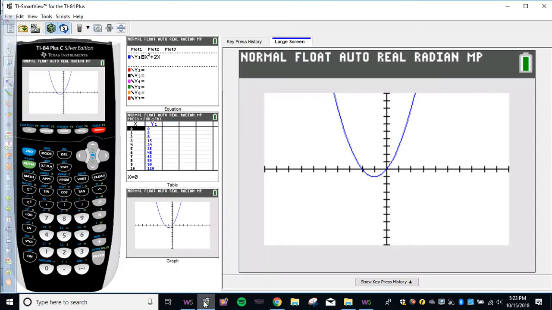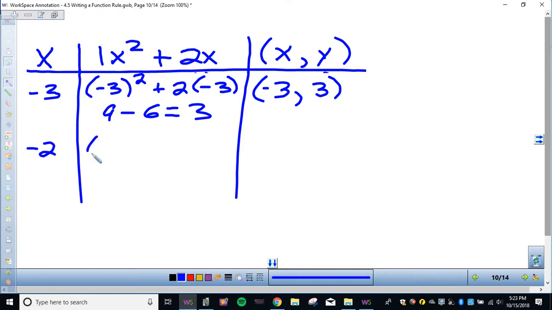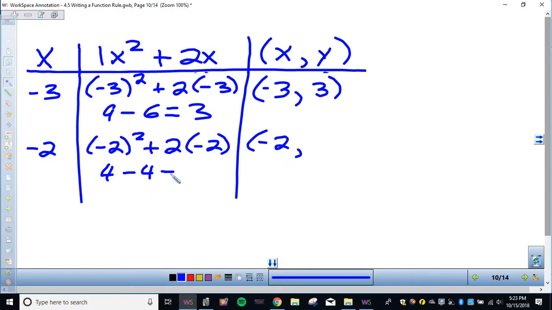And if we go back and look at the graph, that makes sense. So if I plug in -3, I get +3. I'm going to plug in -2. So -2 squared plus 2 times -2. Let's do the math on that. So -2 squared is 4. 2 times -2 is -4. So when I plug in -2, I get 0.